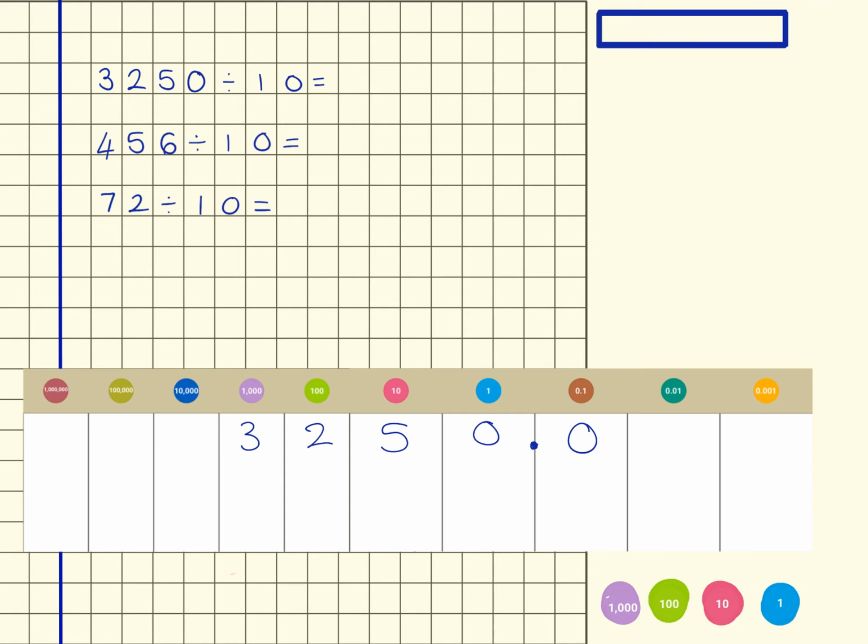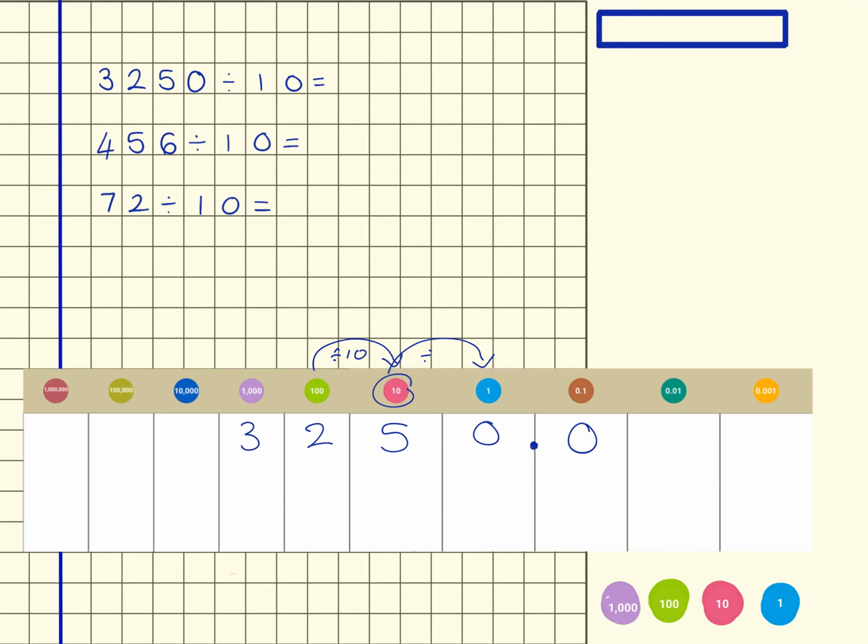Now, what I'm doing here by dividing by 10 is I'm making the number 3250 10 times smaller, so I'm effectively dividing it into 10 parts. So I know that if I was to take the number 10 and divide it into 10 parts, I would end up with a 1. Equally, if I was to take 100 and divide it into 10 parts, I would end up with a 10.